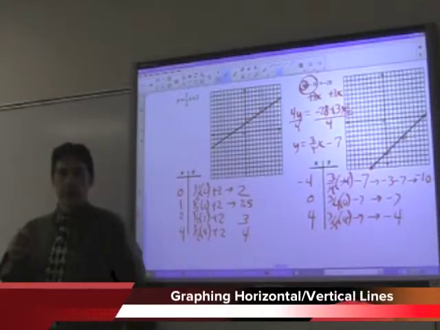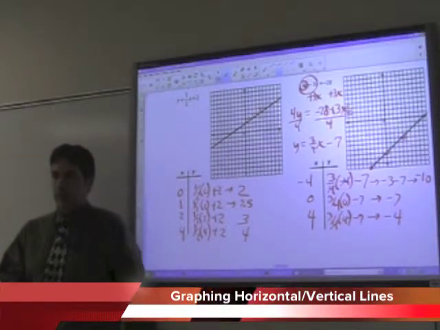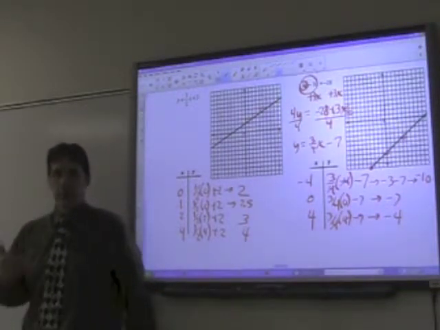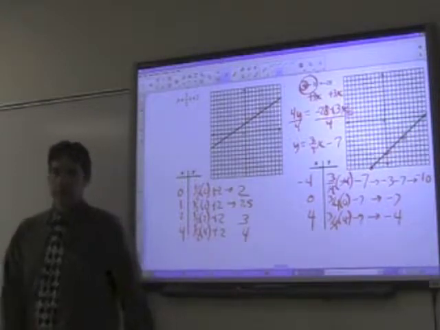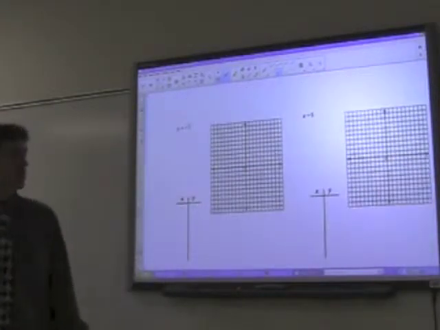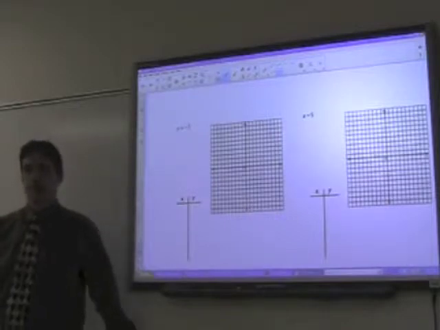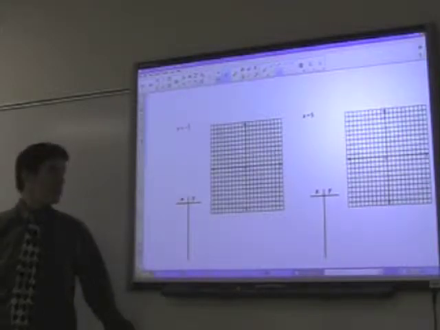We're going to go to the tricky graphs. They're the easiest to graph, but they're the most challenging for you guys to remember how to do. Easiest thing in the world to graph, one of the hardest things to understand why you can graph it like this. All right, we have y equals -3.